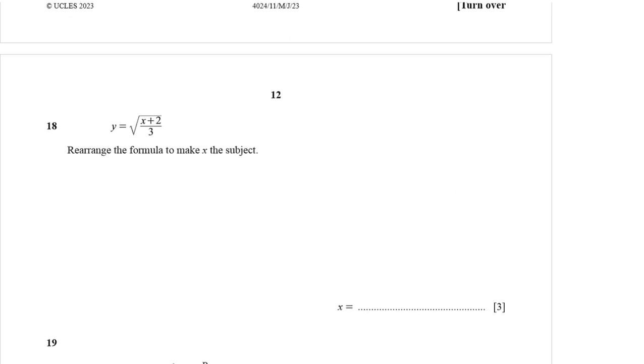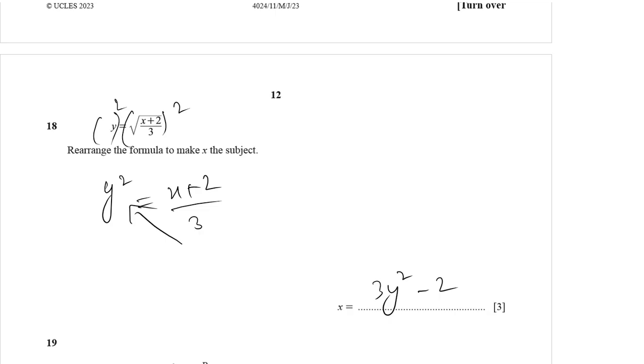Make x the subject. As x is enclosed in the square root, we need to take squares on both sides. Y square is equal to x plus 2 by 3. Now we need to finish this fraction. For that purpose, 3 could be shifted over here. So your subject would be 3y square minus 2.